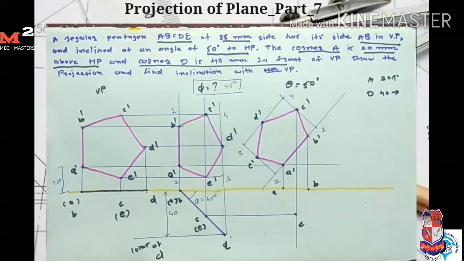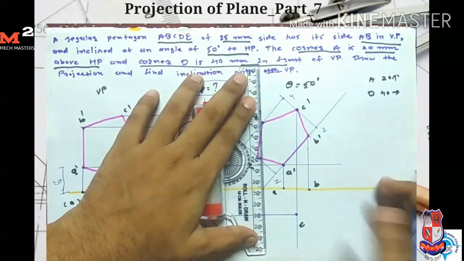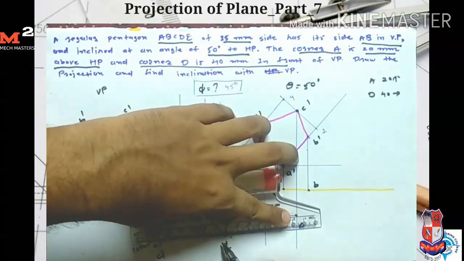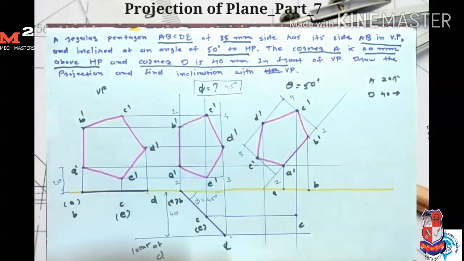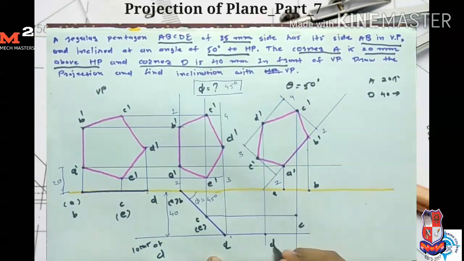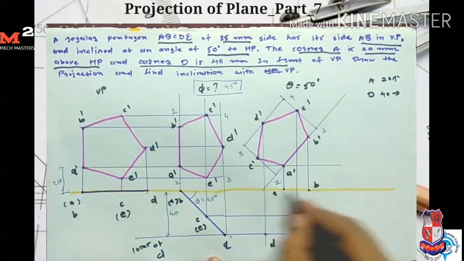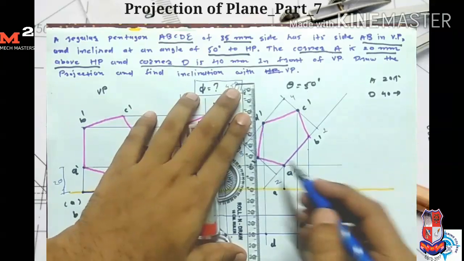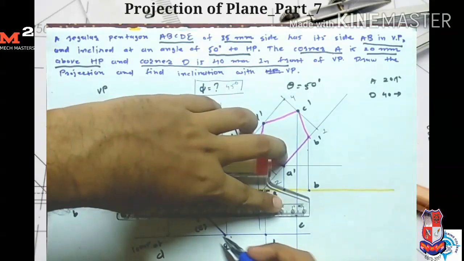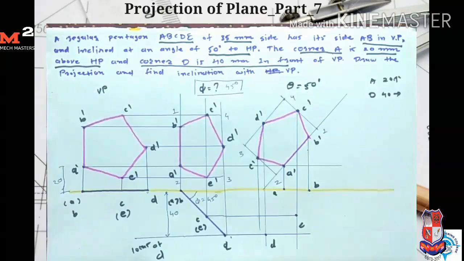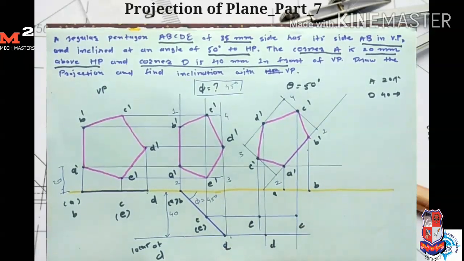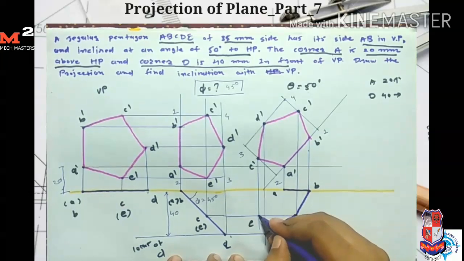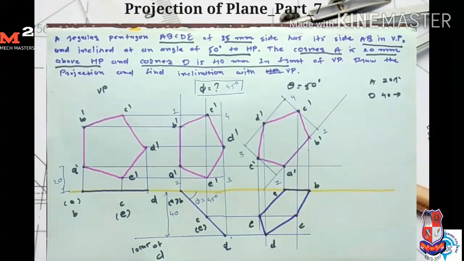Now for point D, I take the projection from here and from here. Here point D is 40 mm in front of VP, so its distance from the reference line is 40 mm. Now for getting point E, I take the projection from here and from here. So here I get my point E. After joining these points A B, B C, C D, D E, and E A, I get the top view for the third stage.